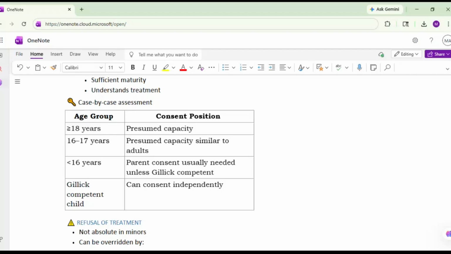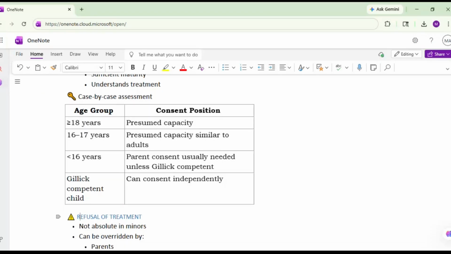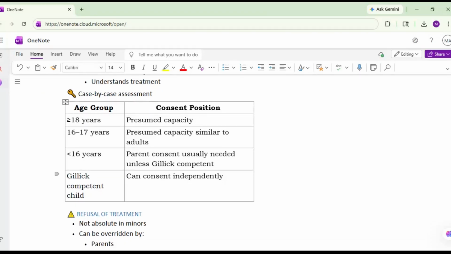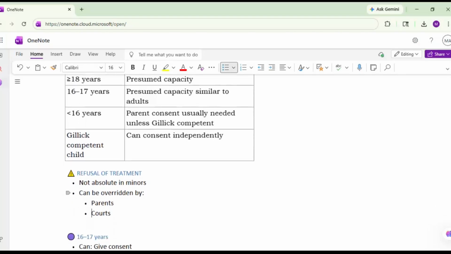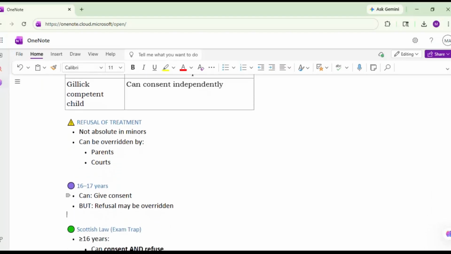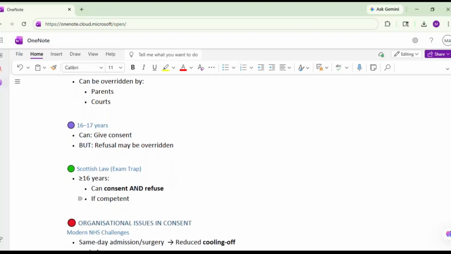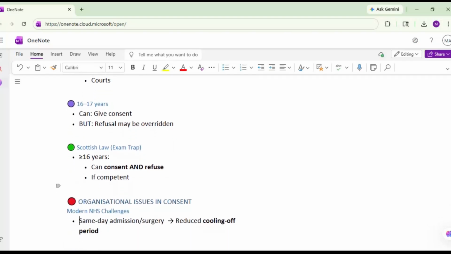Normally below 16 years, parental consent is usually needed, but if the child is Gillick competent, this will come along with termination mainly. The scenario will be related mainly to termination of pregnancy below 16. Then, refusal of treatment is not absolute in minors. It can be overridden by the parents or the courts. Between 16 and 17 years, the adolescent can give consent, but refusal may be overridden.